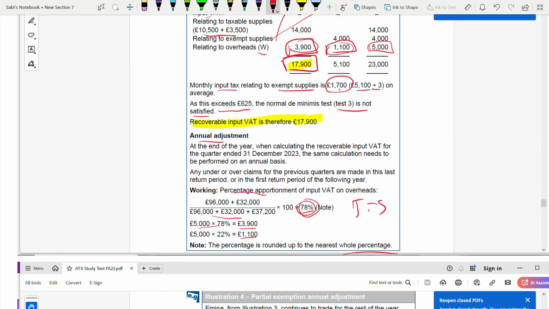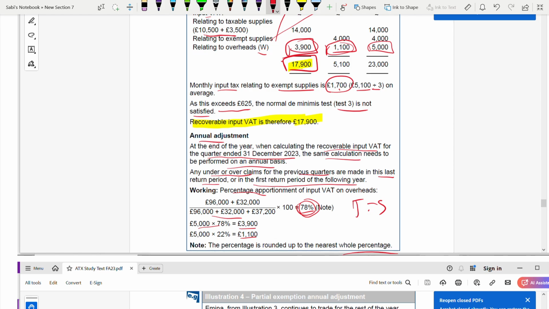Okay, so at the end of the year, when you are calculating the recoverable input VAT for this quarter ended, the same calculation is to be performed on an annual basis. Then you will have under or over claims for the previous quarters. If you are having any under or over claims for the previous quarters, they are made in this last return period or in the first return period of the following year.